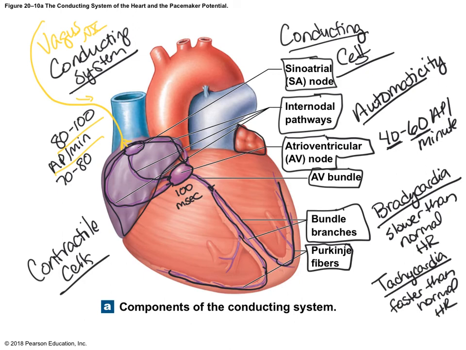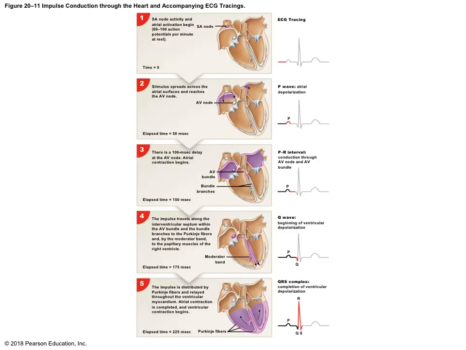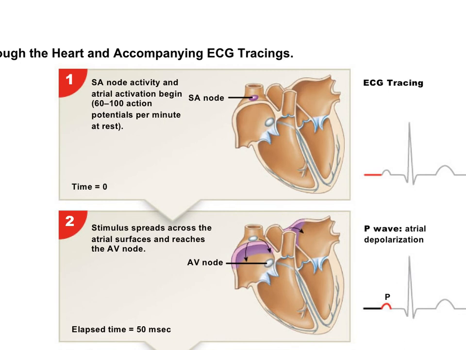These conducting cells that we're looking at only make up about 1% of all of the muscle cells in the heart. The other 99% of the muscle cells in the heart are the contractile cells. This is just showing a diagram so you can see the activity. Here we see that the SA node up here, the SA node activity begins, and the action potentials are starting in the SA node. Here it says 60 to 100 action potentials per minute. So if the SA node is only putting out 60 action potentials per minute at rest, that still is normal.